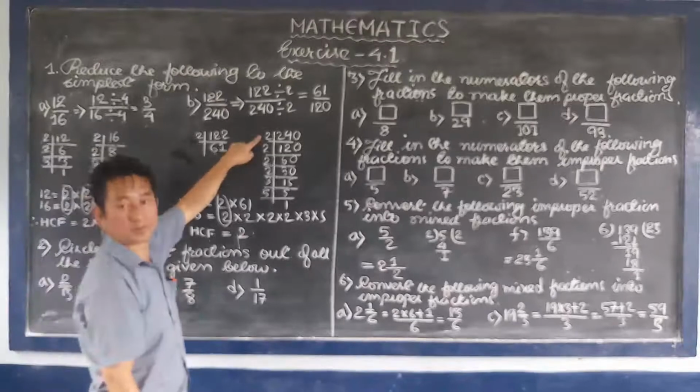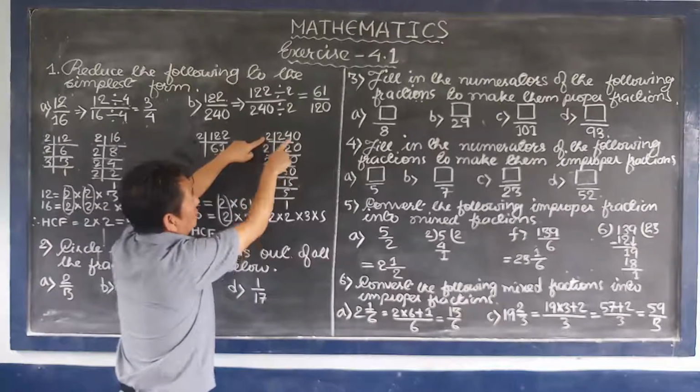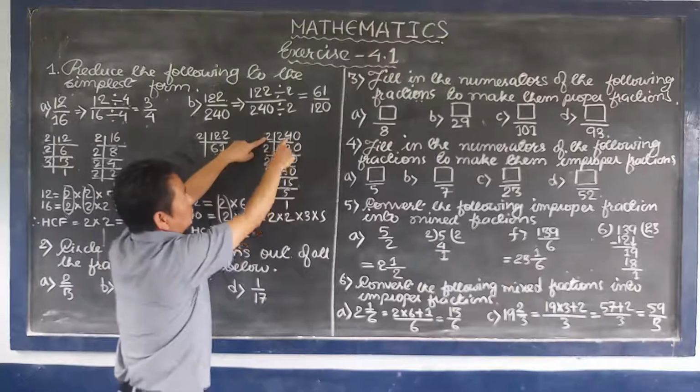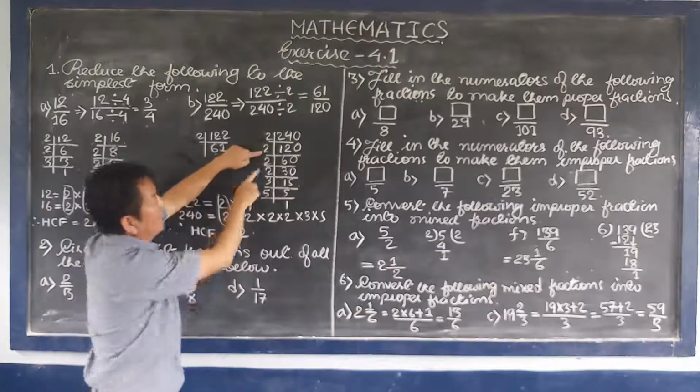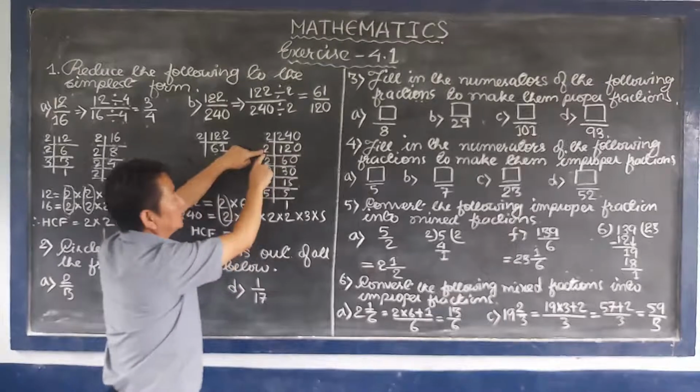Now next here, 240. 2 1s are 2, 2 2s are 4, 2 0s are 0. Again, here we cannot use 4 3s are 12 or 16.